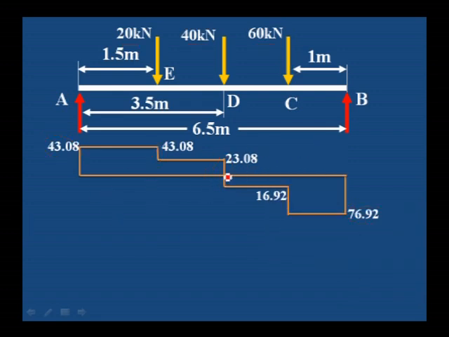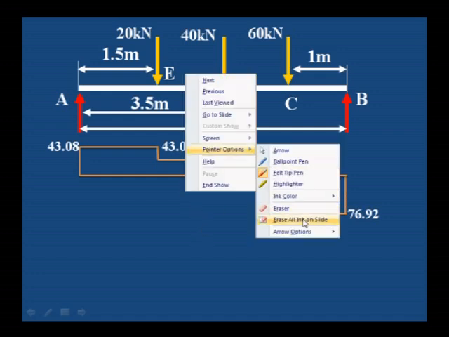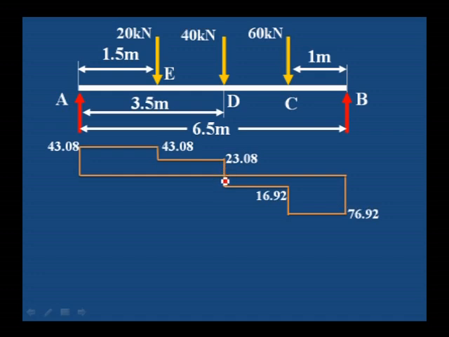And one more important point here, shear force changes its sign. That is why at that place we will get the maximum bending moment. Bending moment will be maximum at D. Let us see whether we will get the maximum bending moment at D or E or C.